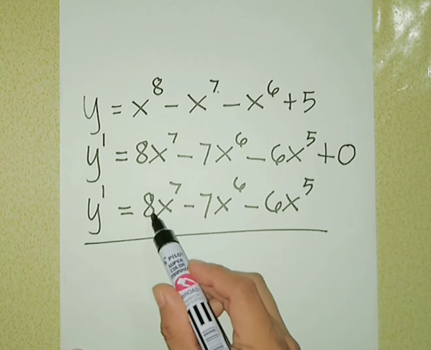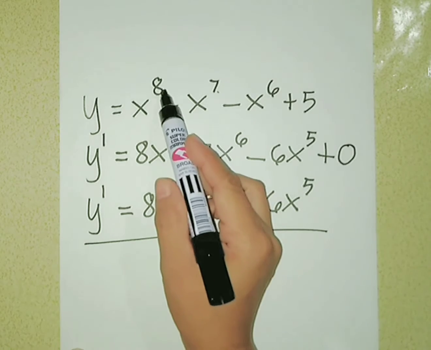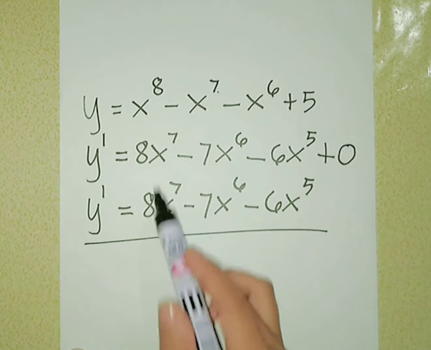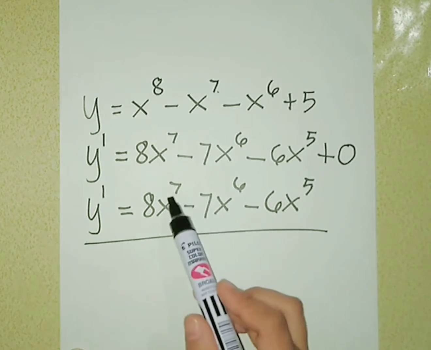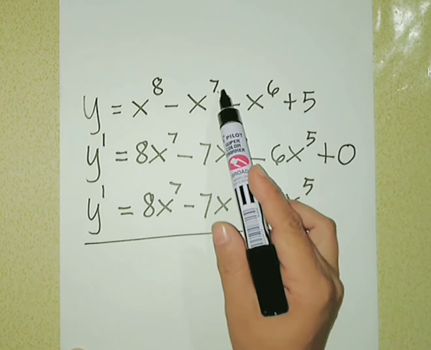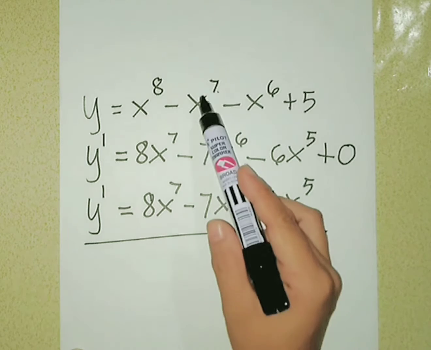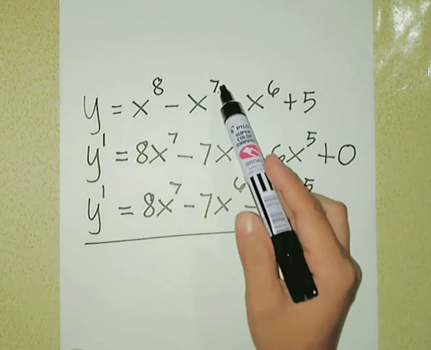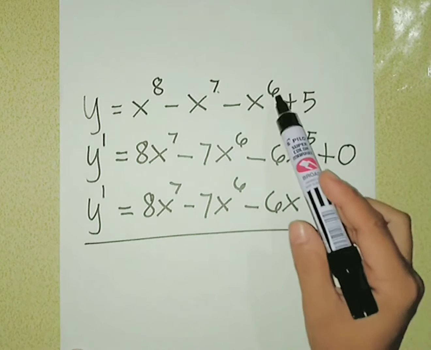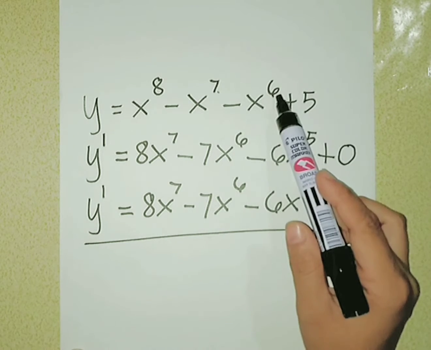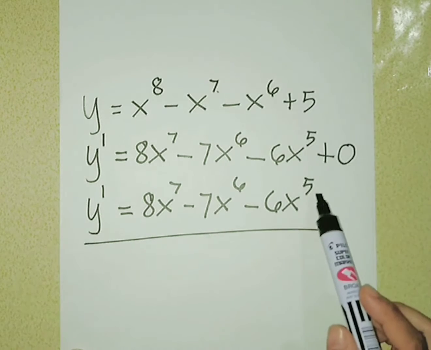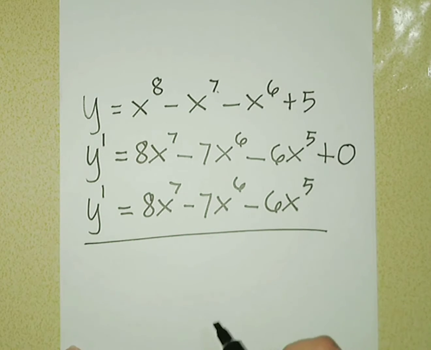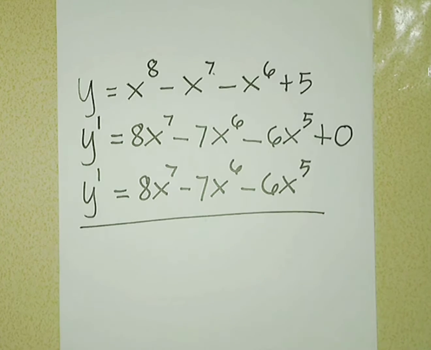And what happened? We come right in front with the 8. That's why we have 8, and then multiply by x, and then the exponent, 8 minus 1 equals 7. Minus, we come right in front with the 7, and then multiply by x, and to the exponent, 7 minus 1 equals 6. Minus, we come right in front with the 6 also, and then multiply by x, and then to the exponent, 6 minus 1 equals 5. And that's why we got this answer.